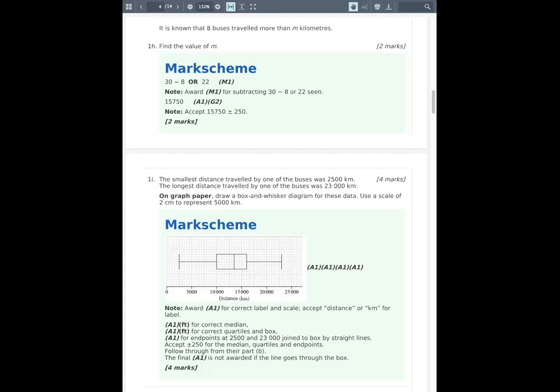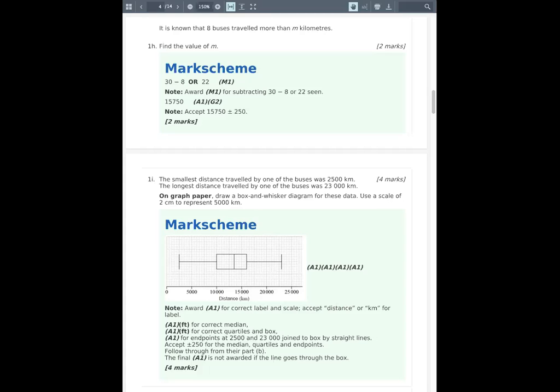I don't know if you could see the mouse, but it would be 8 buses, which would correlate with the 30 minus 8 equals 22. But since it's asking for how many buses traveled, 8 buses traveled more than m kilometers, you want to look at the top of the graph. I hope that makes sense. But Alan, do you know how to explain this a little bit better? Why do you subtract 8 from 30?